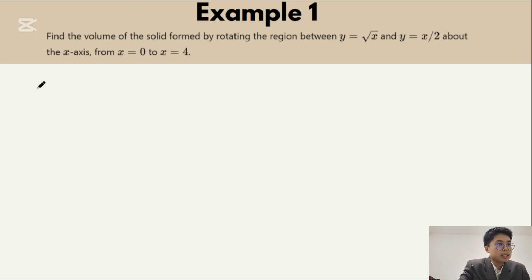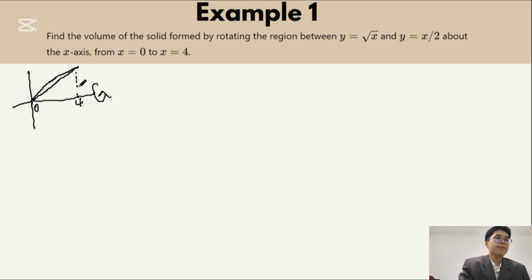If we draw this, this is the y-axis and this is the x-axis, then y equals square root of x will be something like this. Then y equals x over 2 is a line something like this, and then we have x equals 4, and this is x equals 0. So rotating this region will form a solid. But to do this, we need the washer method that I just explained.